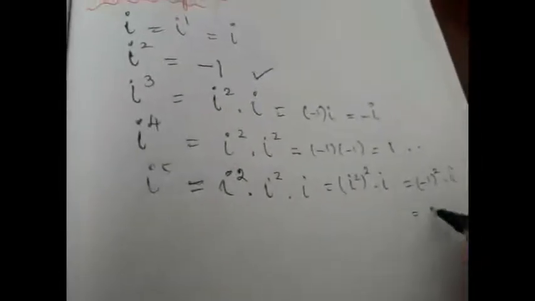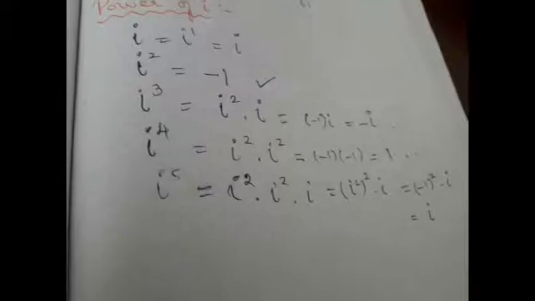Hope you understood. If it is going to be i power 5, what will happen? This is i square into i square into i, or else this can be written as i square the whole square into i, which is minus 1 the whole square into i. So it is going to be plus i only. One more thing you can notice: for even powers, when you are able to write it as the square of i square, then it is going to be 1 plus 1. Or else if you find it difficult, you can do it in a rough column and apply your values there.